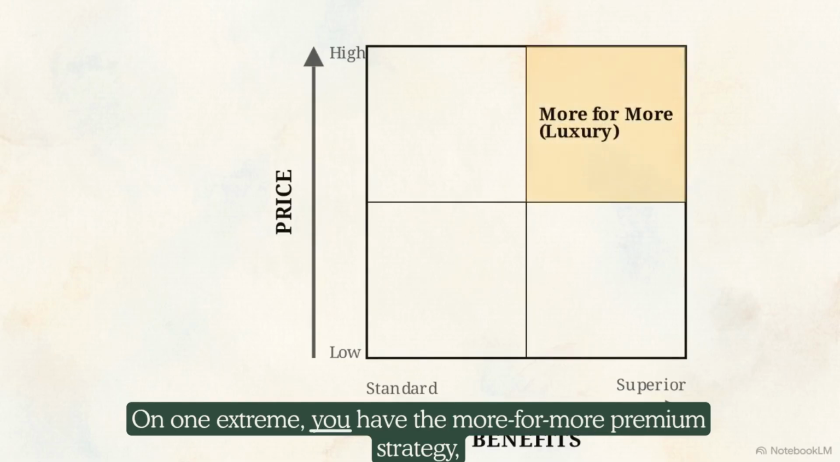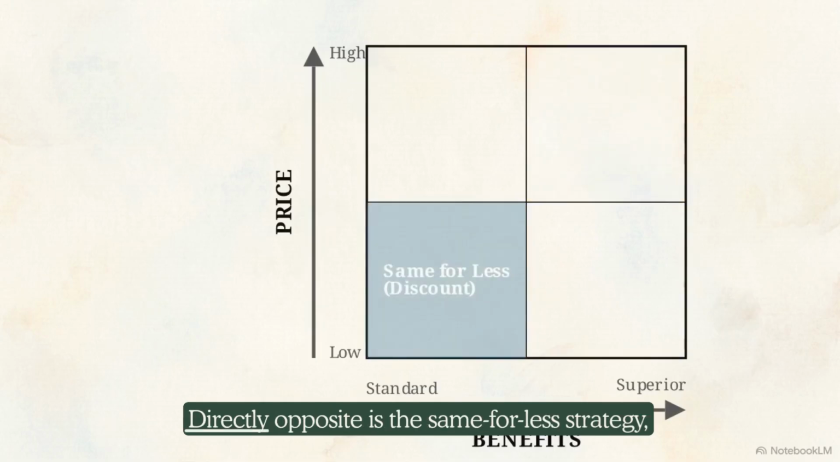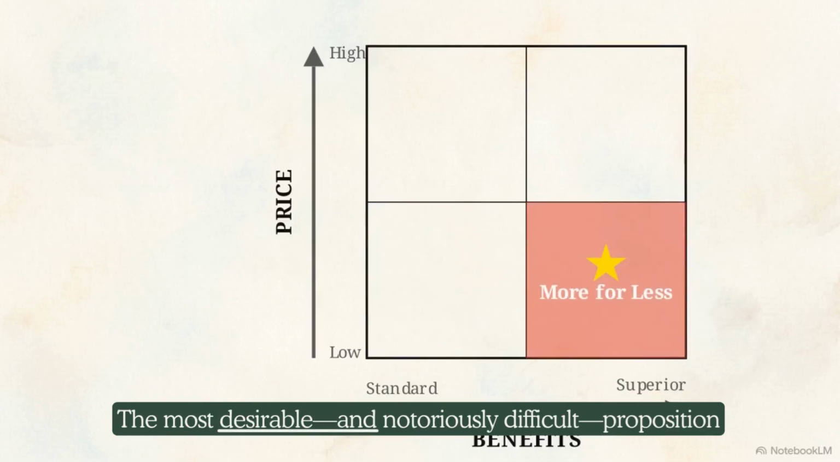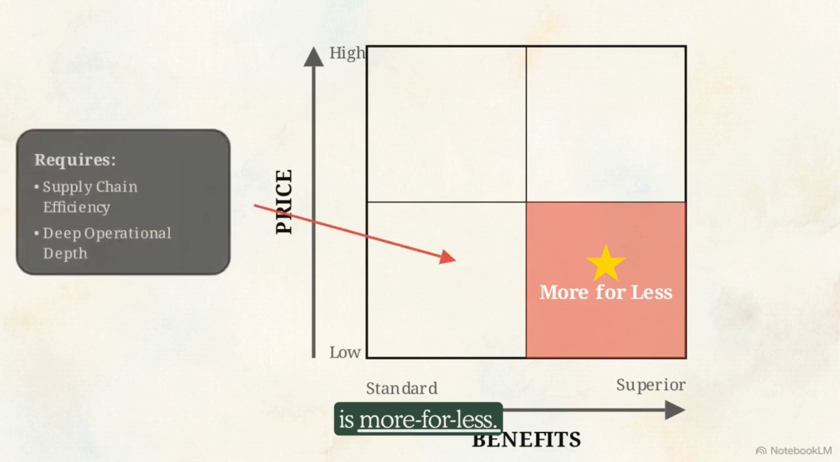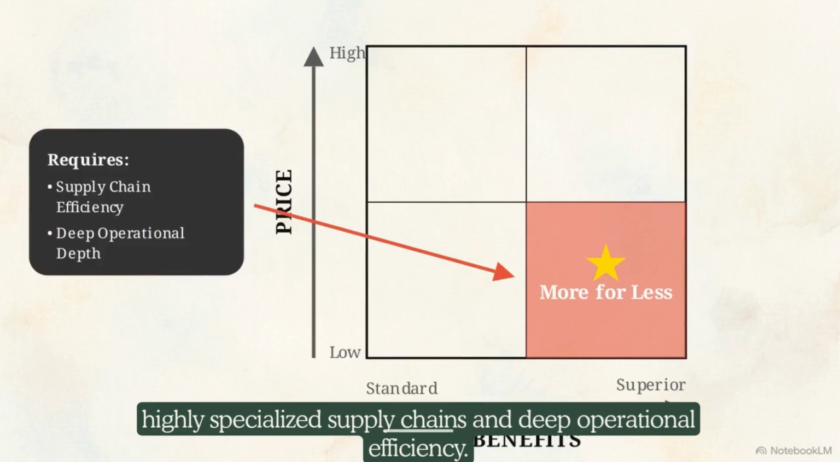On one extreme, you have the more for more premium strategy, charging higher prices for luxury goods. Directly opposite is the same for less strategy, where discount retailers offer standard goods at lower price points. The most desirable and notoriously difficult proposition is more for less. Delivering superior benefits at a lower price requires highly specialized supply chains and deep operational efficiency.